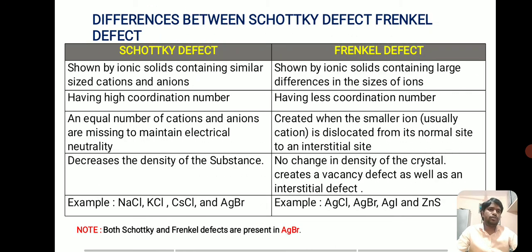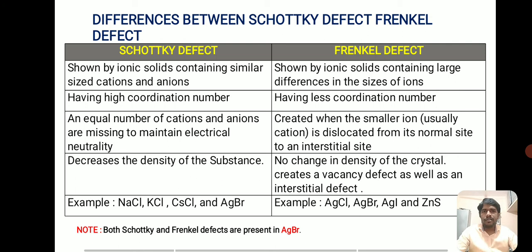Difference between these two defects, that is Schottky defect and Frenkel defect. First one, Schottky defect: it is shown by ionic solids containing similar sized cations and anions. Frenkel defect is shown by ionic solids containing large differences in the size of ions.